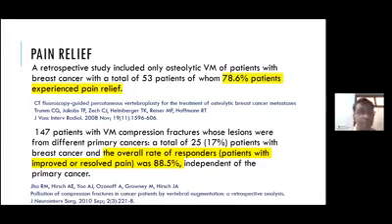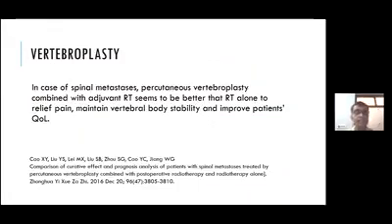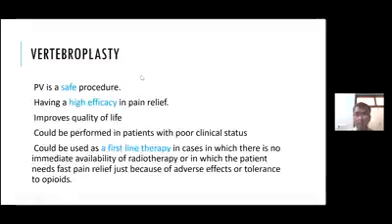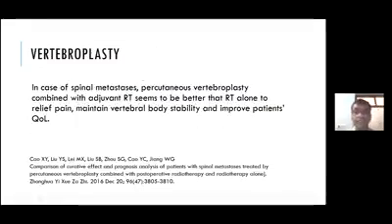There is another study in which there were 47 patients with vertebral mets compression fractures. The overall rate of patients with pain relief is as high as 88.5%, which is independent of the primary cancer. In case of spinal metastasis, percutaneous vertebroplasty combined with adjuvant radiotherapy seems to be better than radiotherapy alone to relieve the pain, maintain the quality of life, and maintain the posture of the patient.